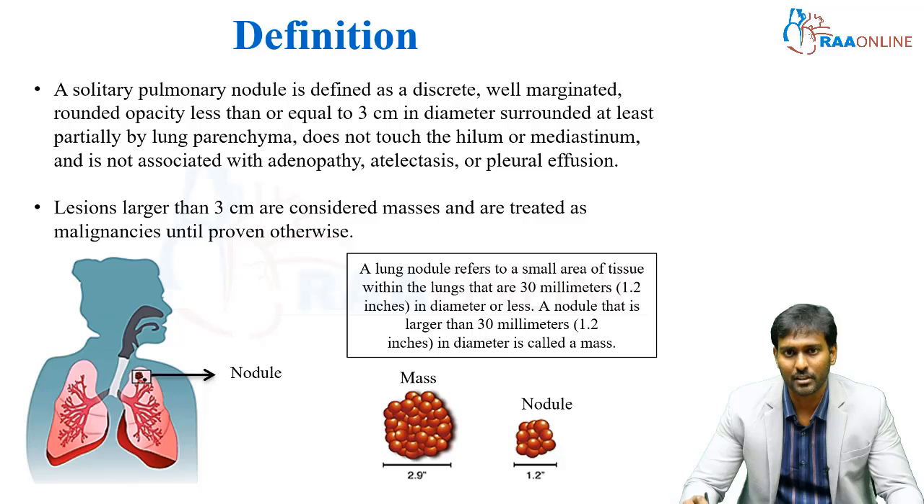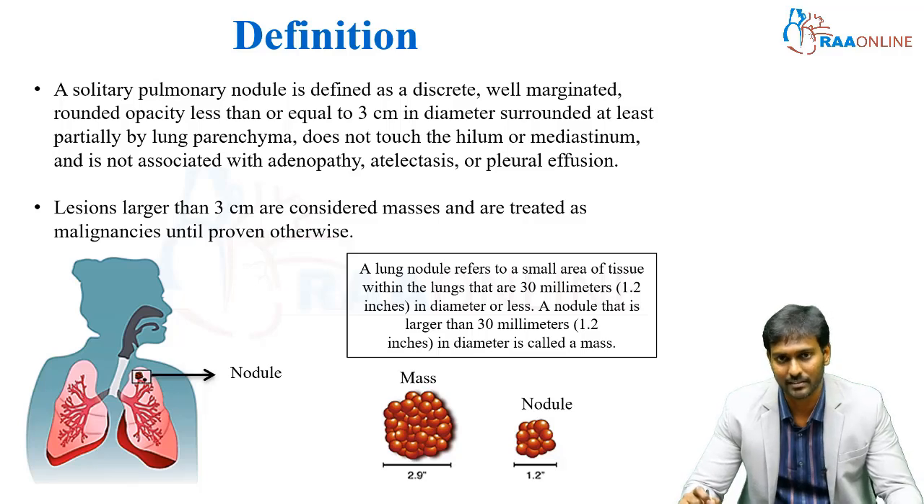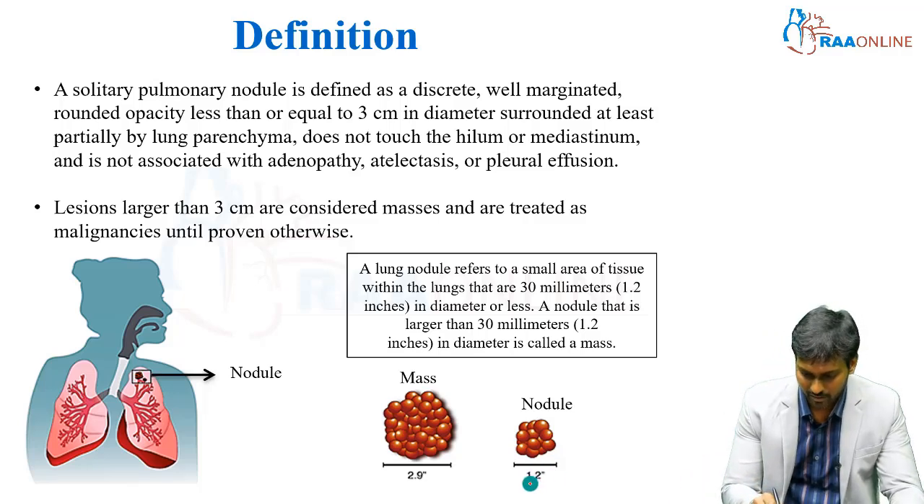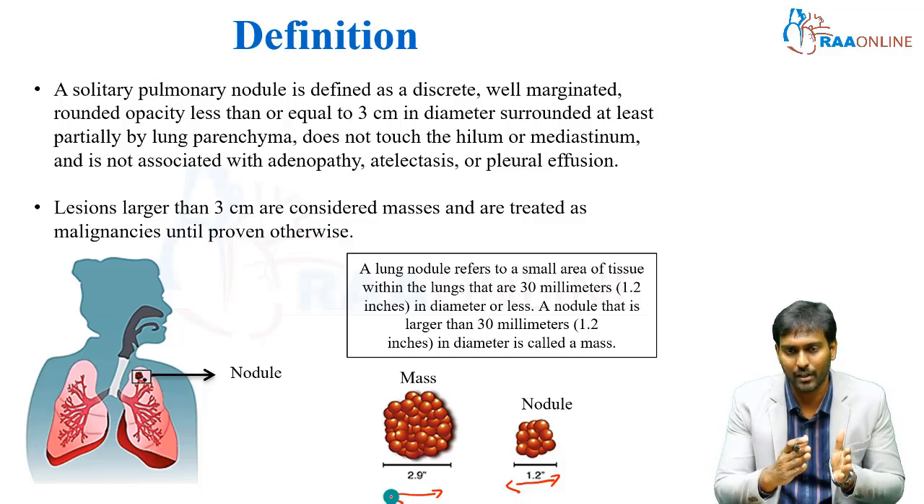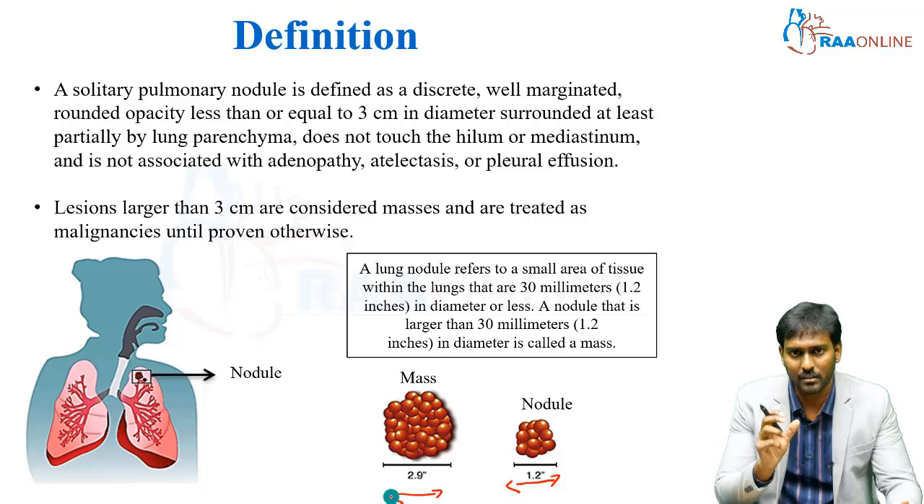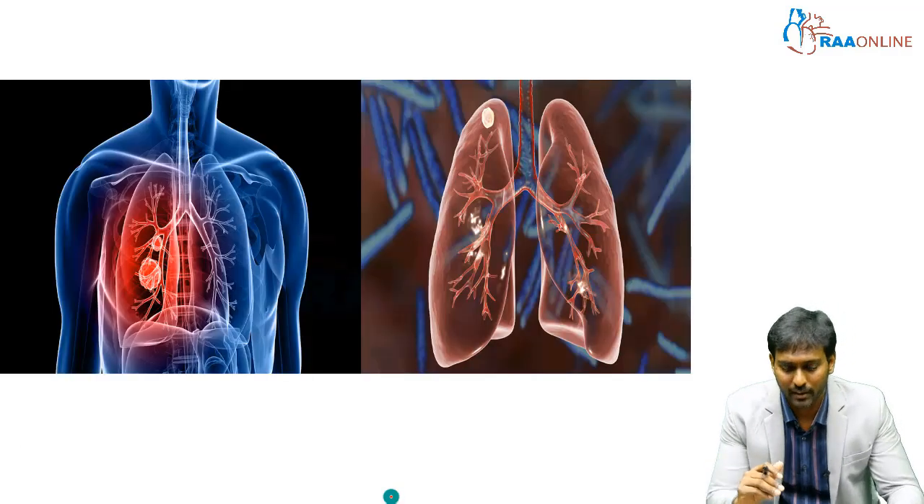So this definition is very important to describe a solitary pulmonary nodule, because any lesions larger than 3 cm are considered masses and they are treated as malignancy until proven otherwise. You can see the diagram. The diameter is almost less than 3 cm. Here it is almost more than 3 cm. So differentiate a solitary pulmonary nodule and a mass. The diameter is very important. The cutoff is 3 cm. Now you can compare both the diagrams.